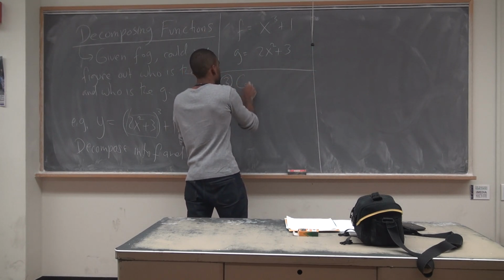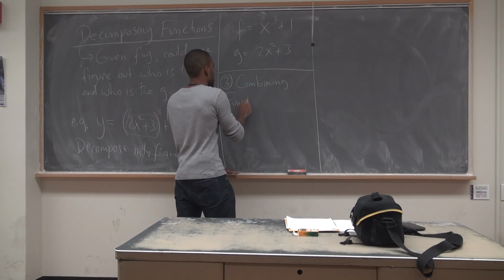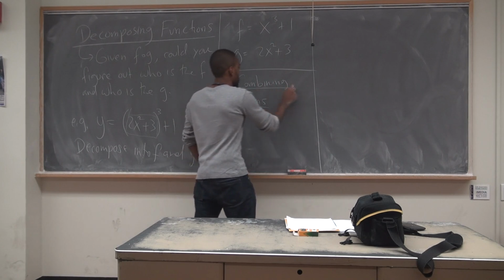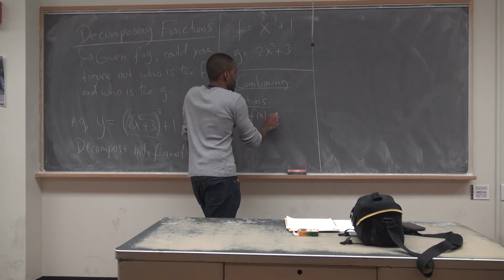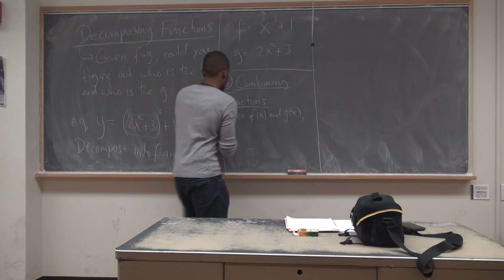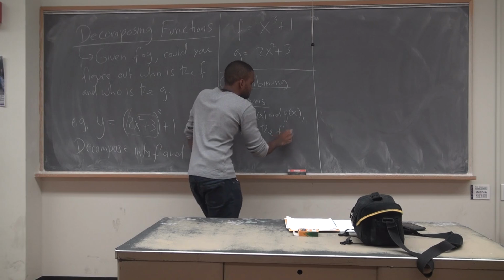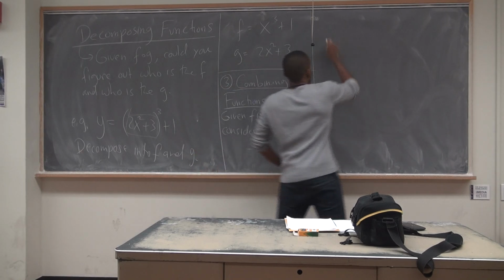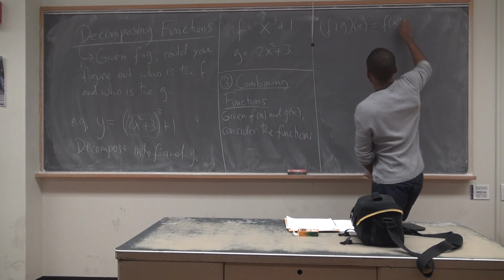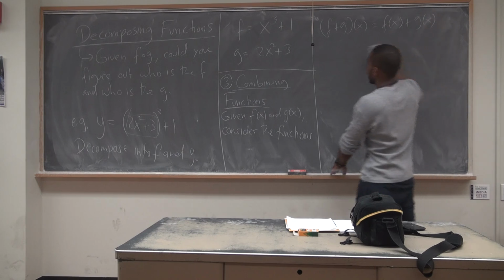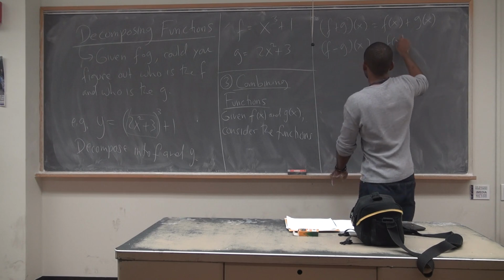Three, just to mention it, combining functions. All right, this just means given f of x and g of x, consider the functions. There's f plus g of x, which basically just means you add the two functions f and g. Or f minus g of x, you can subtract one function from another.